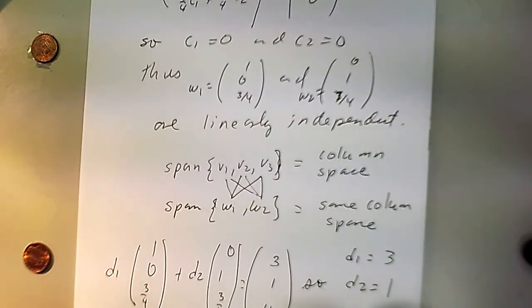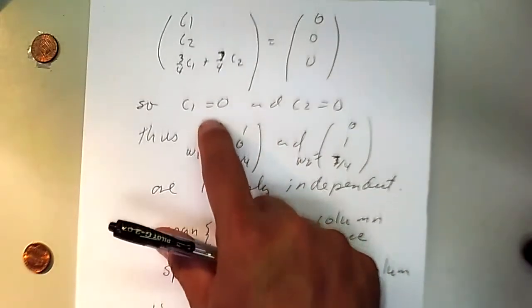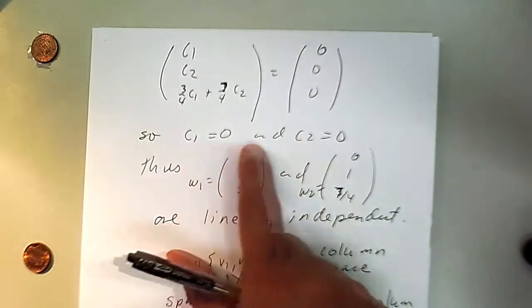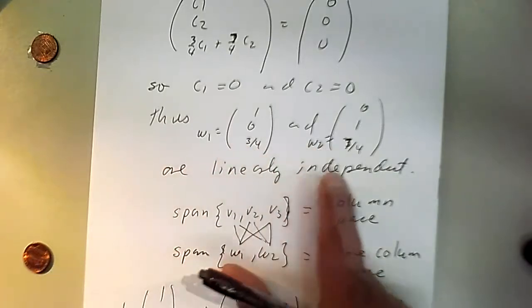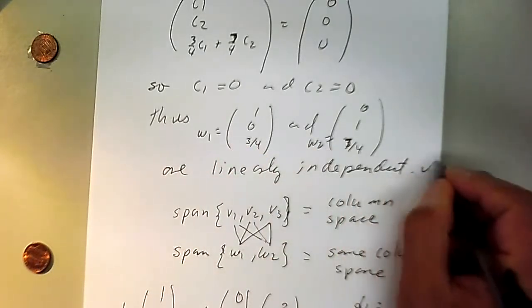Okay. So the linear independence was not affected. We still end up with C1 and C2 equal to 0. So our conclusion that those two are linearly independent still checks.